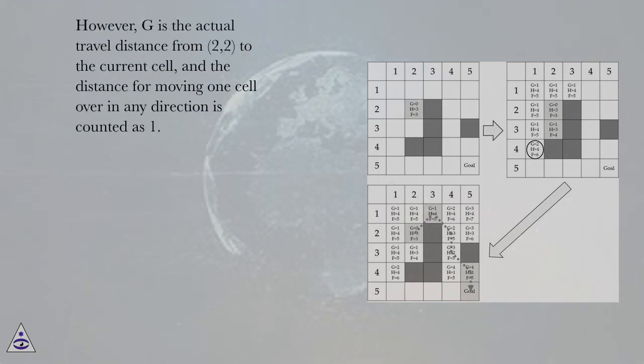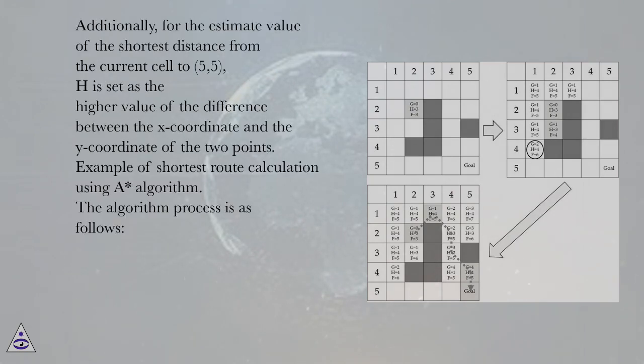However, g is the actual travel distance from 2, 2 to the current cell, and the distance for moving one cell over in any direction is counted as 1. Additionally, for the estimate value of the shortest distance from the current cell to 5, 5, h is set as the higher value of the difference between the x-coordinate and the y-coordinate of the 2 points. Example of shortest route calculation using an algorithm.